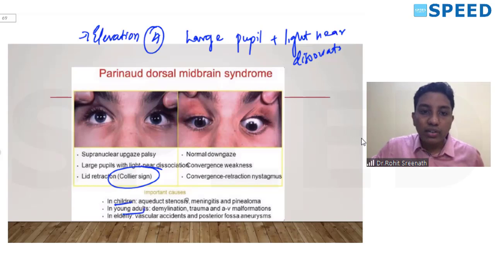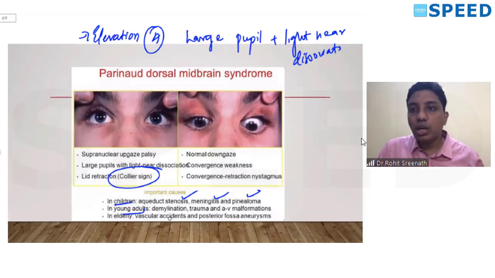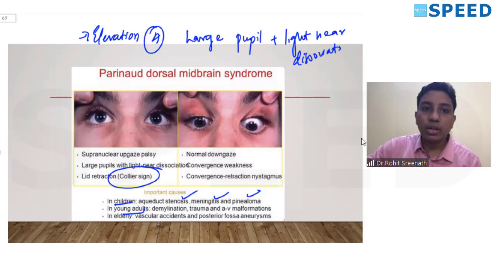Okay, so in children, the first things you have to remember are aqueduct stenosis, meningitis, and pinealoma. In adults, mainly your demyelinating causes such as multiple sclerosis, trauma, and arteriovenous malformations are important causes. And in very elderly people, again, vascular accidents and posterior fossa aneurysms are the common causes for Parinaud syndrome.